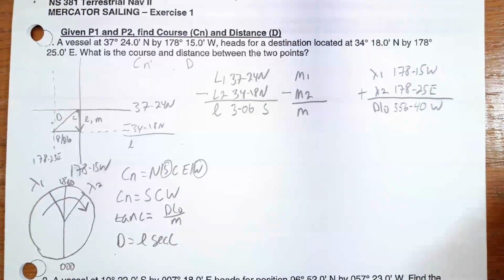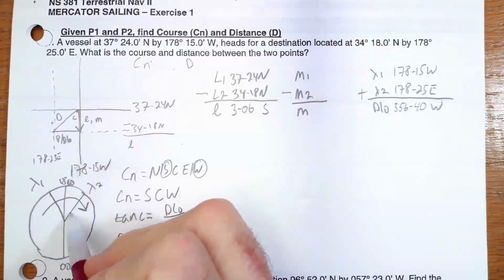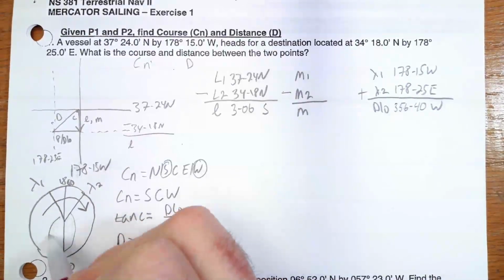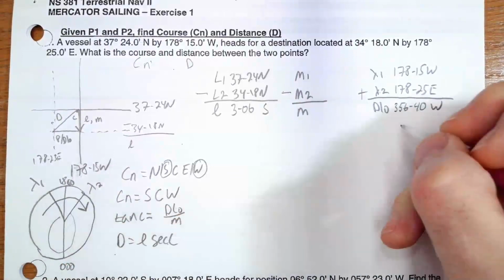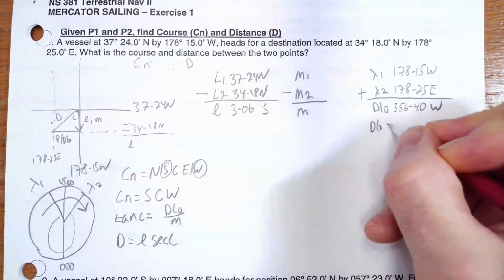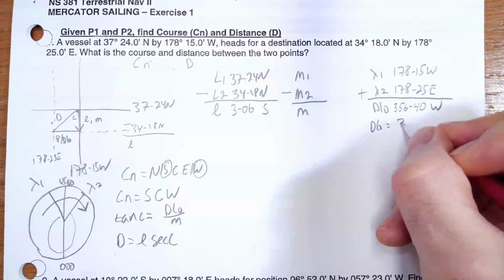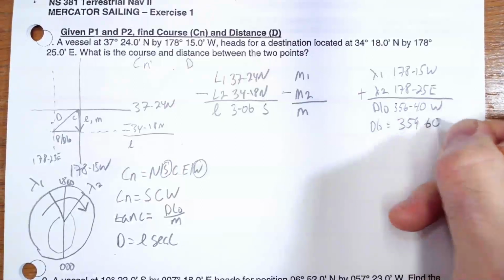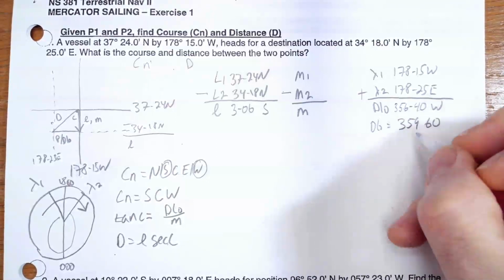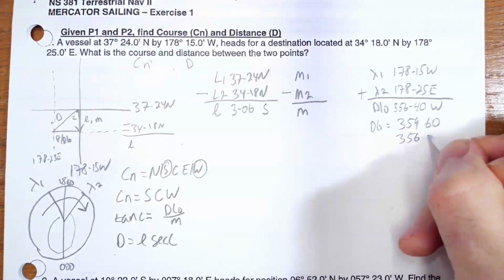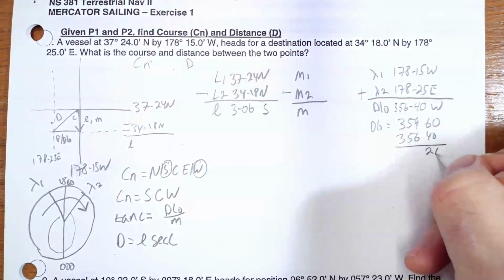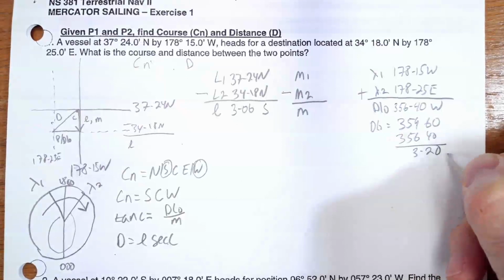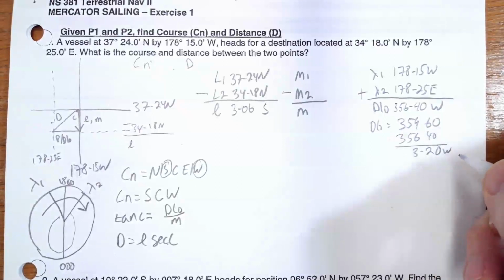Okay? And now what I want to do with that is that 356.40 is this. So I'm going to subtract it from 360 to get that. So D low is going to equal... but 360, I'm going to make it 359.60. I just took one from there, threw it over there to make the math easy. 356.40, and that becomes 20 and 3. So that was 3 degrees, 20 minutes to the west.